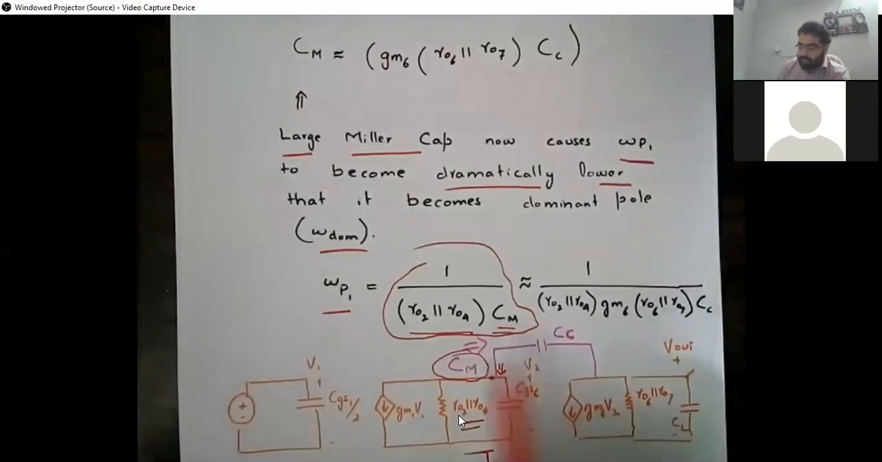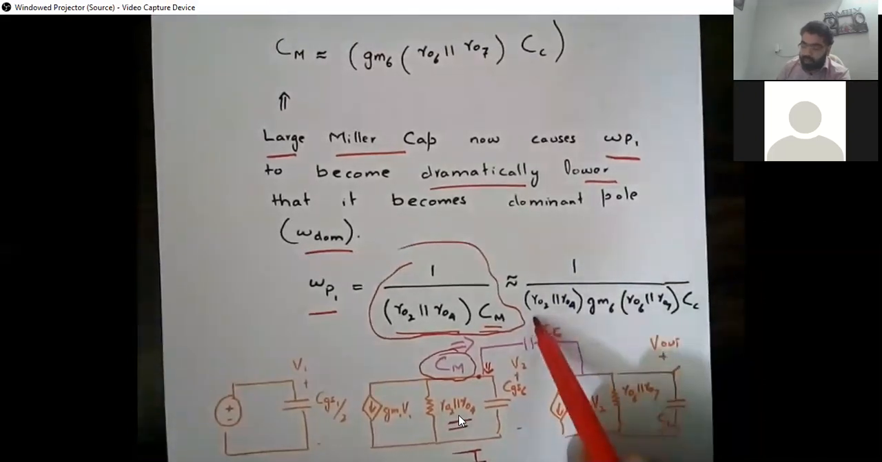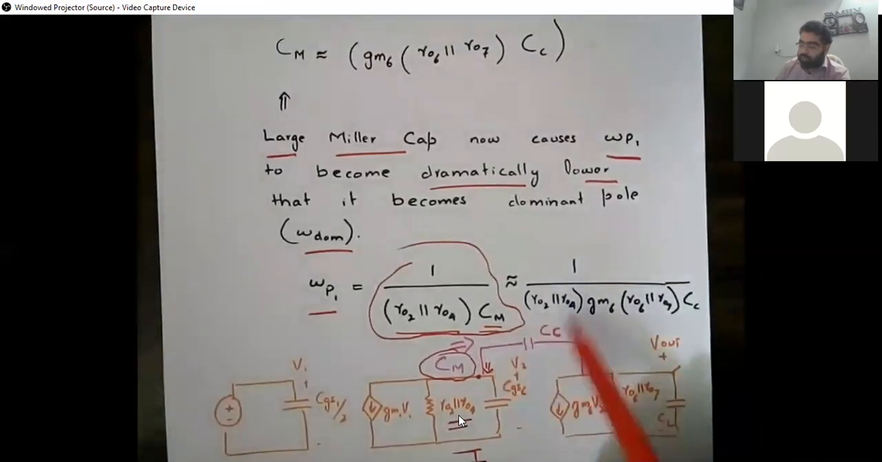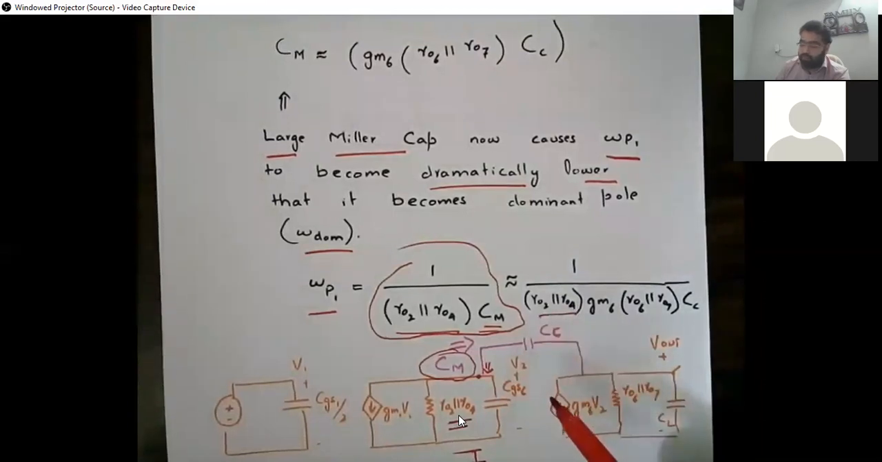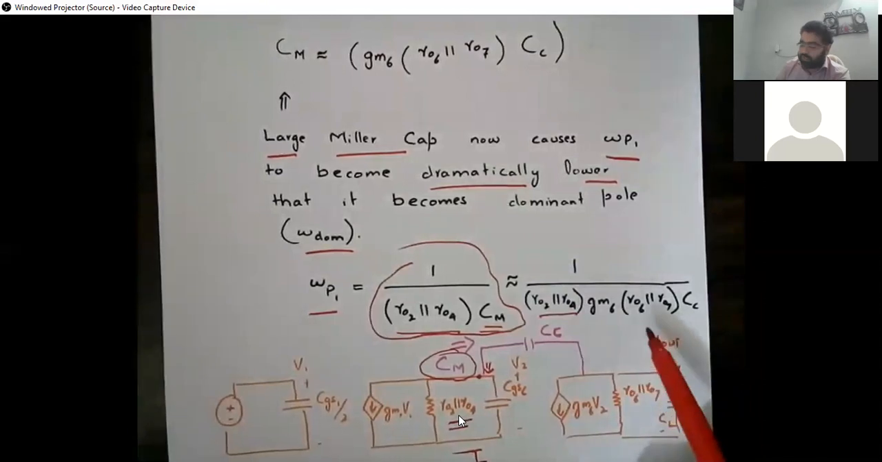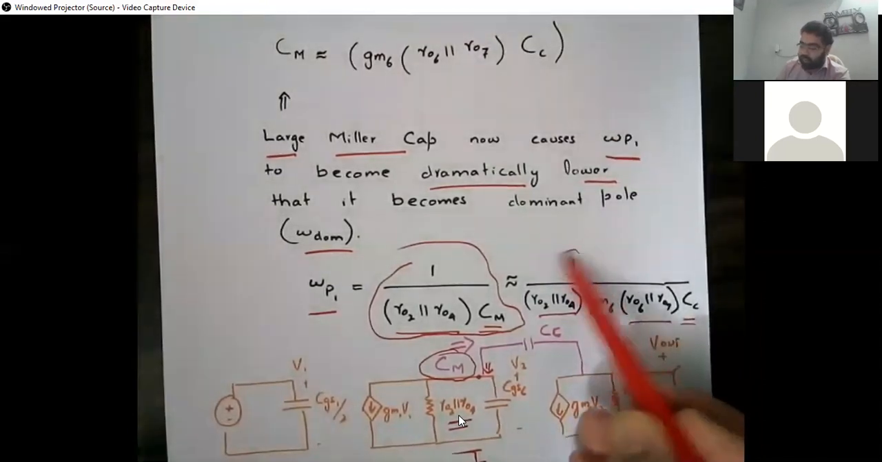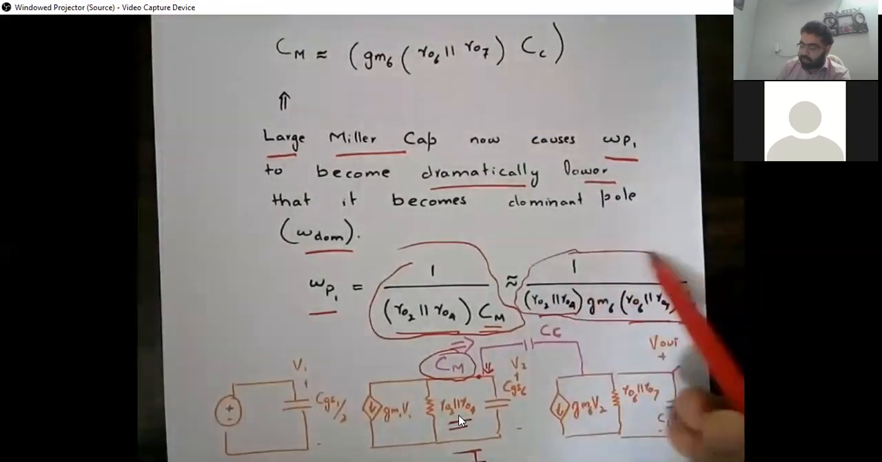So we can place the value of Cm, which we computed above in the approximate relation. The omega p1 location comes out to be ro2 in parallel with ro4 times gm6 times ro6 in parallel with ro7 times Cc, and everything is in the denominator. So that is the expression we got.